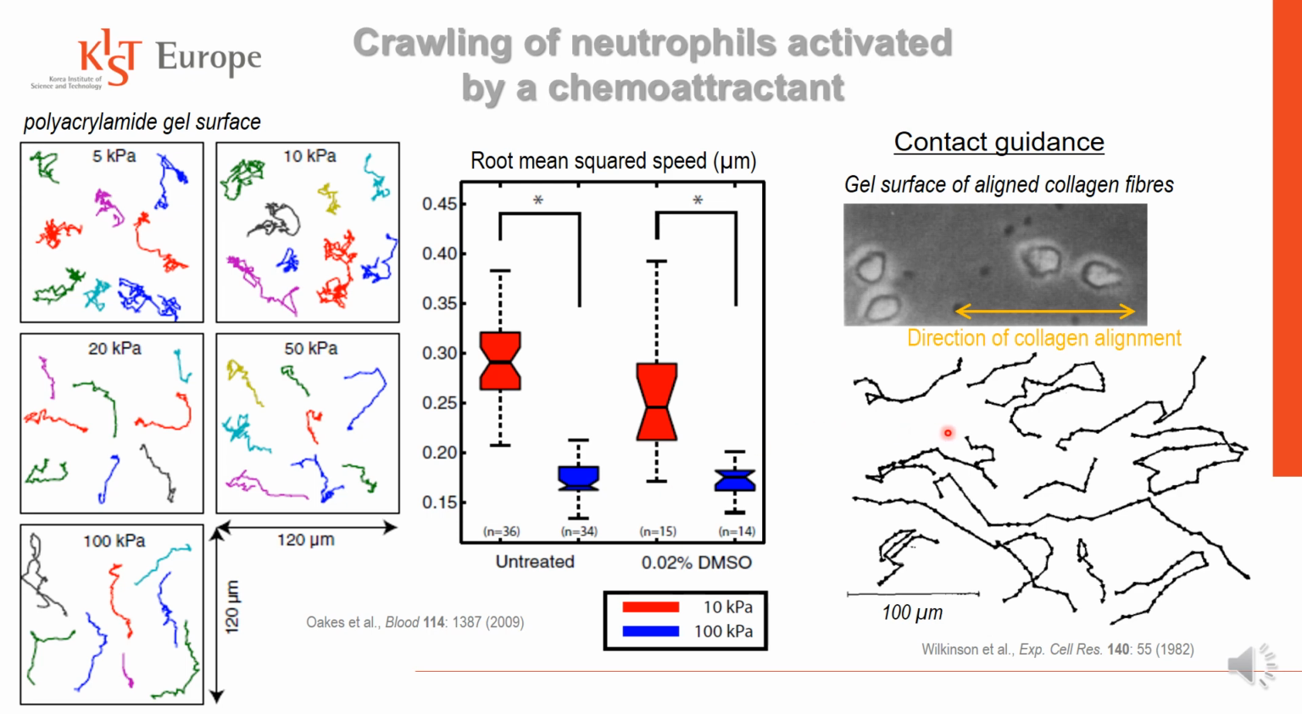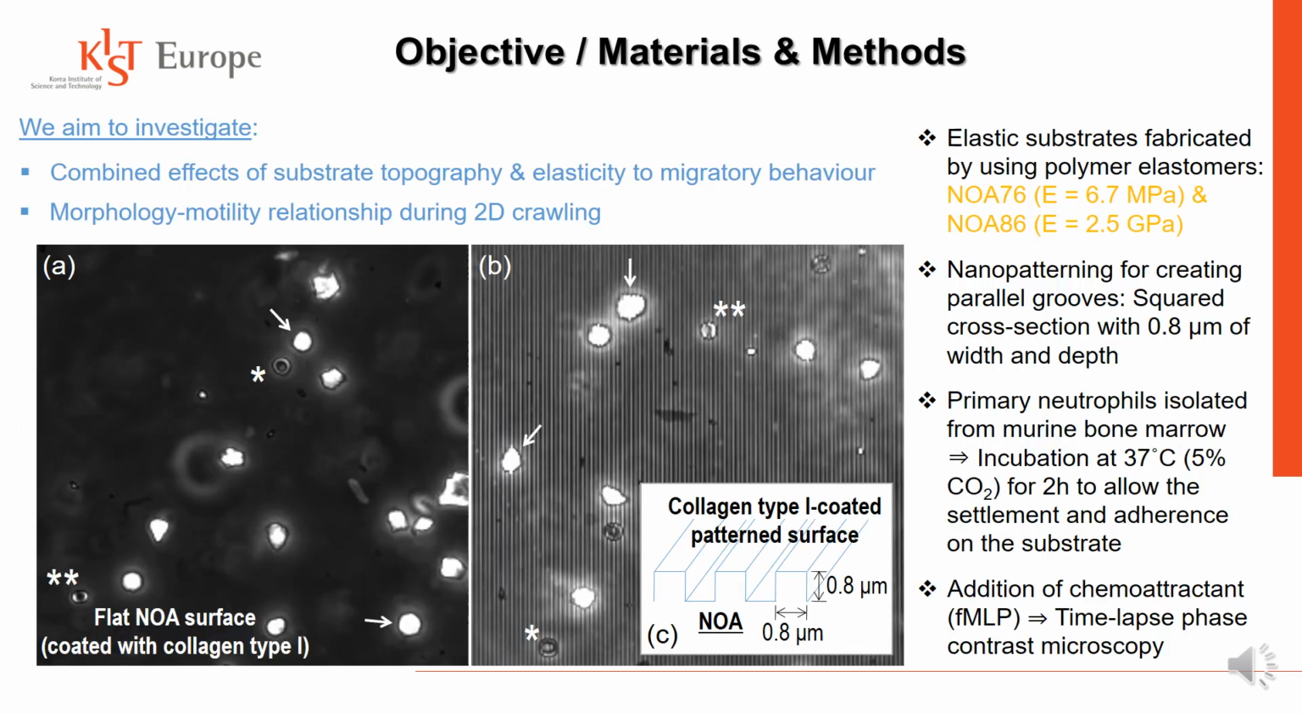On the other hand, neutrophils have long been known to exhibit contact guidance in response to the surface topography. When the cells are incubated and activated on a gel surface of aligned collagen fibers, each crawling trajectory appears to be roughly parallel to the surface anisotropy. Based on these backgrounds, we aim to investigate combined effects of substrate topography and elasticity on the migratory behavior of cells and the morphology-motility relationship during 2D crawling.